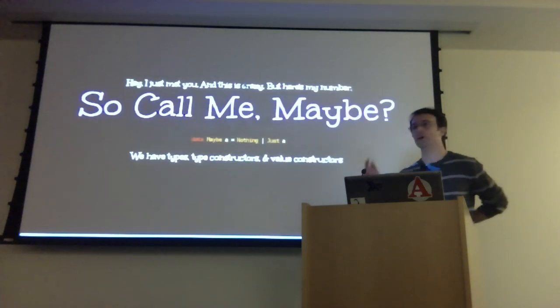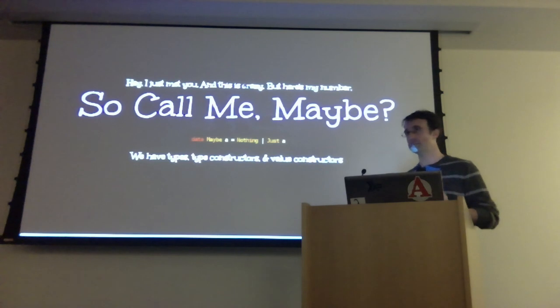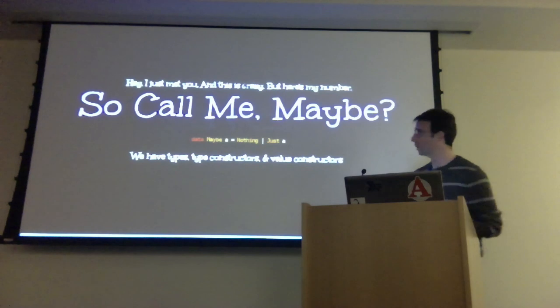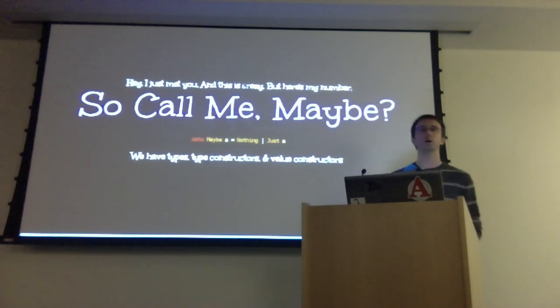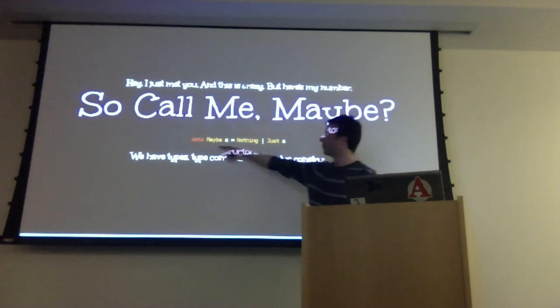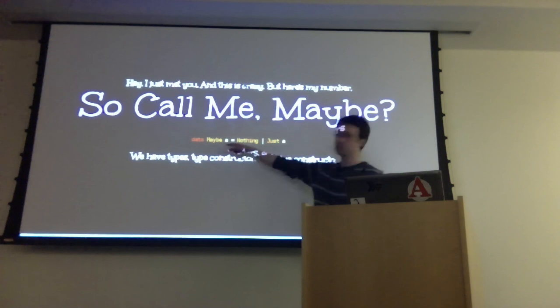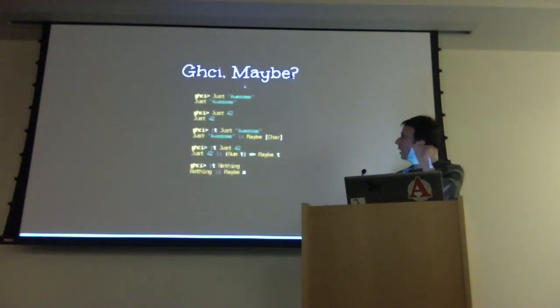Alright, so we have a data type called Maybe. I said we would talk about this. I said earlier we have types and value constructors, but we also have type constructors. So Maybe is what's called a type constructor. It needs another type in order to produce a type. The way you would define Maybe is: data Maybe of some type is either Nothing or Just a value of that type. All right. So how do we use it?